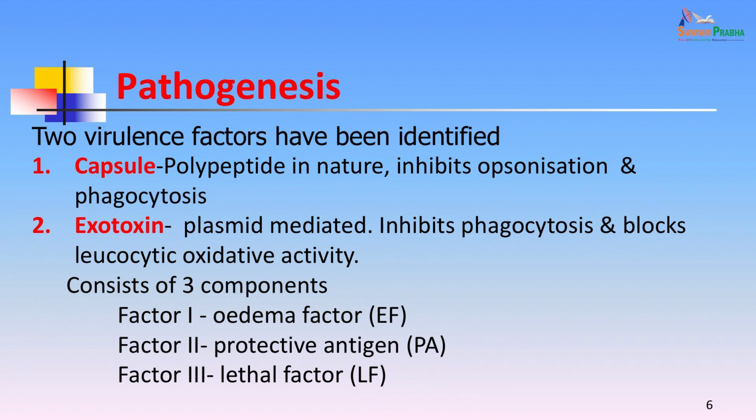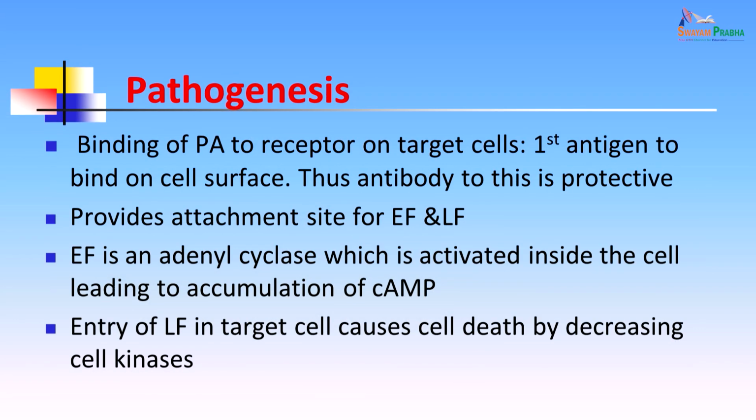Factor 1 is the edema factor, often referred to in short as EF. Factor 2 is the protective antigen, referred to as PA, and factor 3 is the lethal factor, referred to as LF. Now, let us see how they act. The binding of the protective antigen to receptors on the target cell occurs. It is the first antigen to bind on the cell surface, and any antibody prevents this protective antigen from binding to the cell surface. It becomes protective for you and helps you avoid anthrax. It also provides the attachment site for the edema factor and the lethal factor.